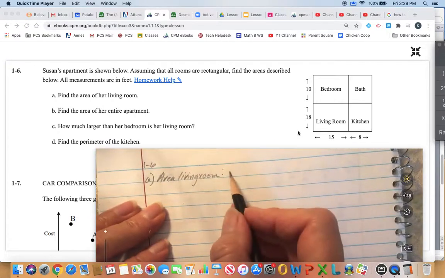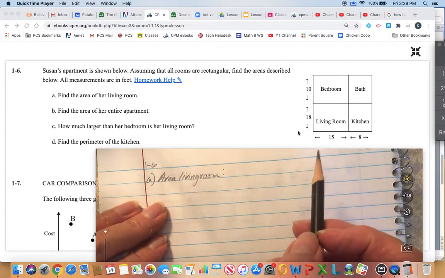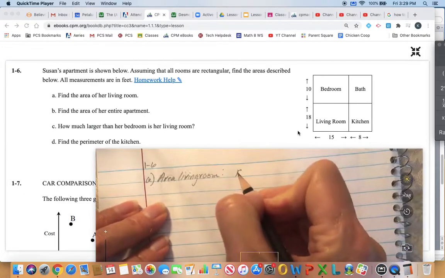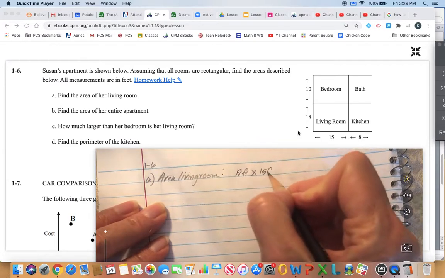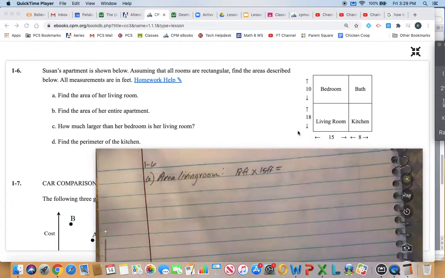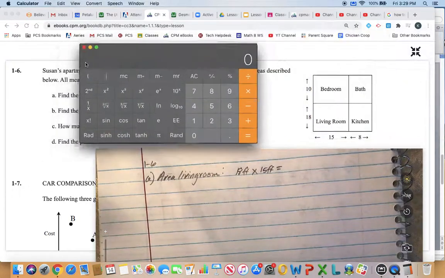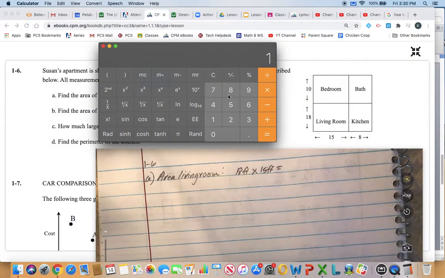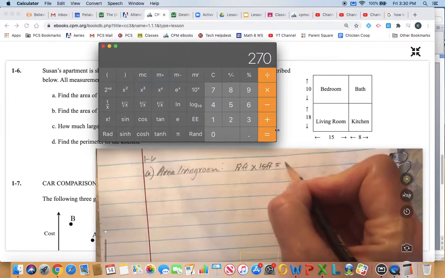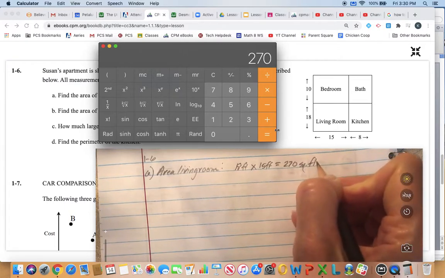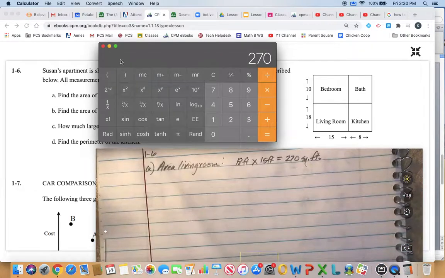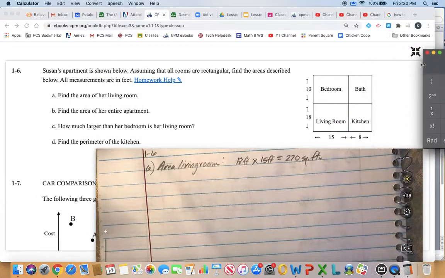All right, so the way we're going to find that is we're going to take the 18 feet times 15 feet, and let's see what that is. So if we pull out the calculator, 18 times 15 is equal to 270. So this is 270 square feet. Okay, so let's look at the next question.